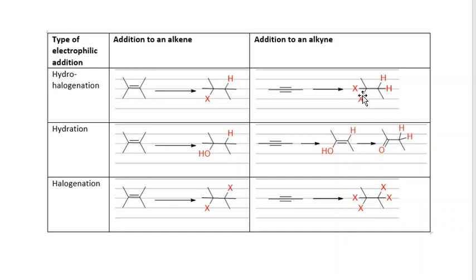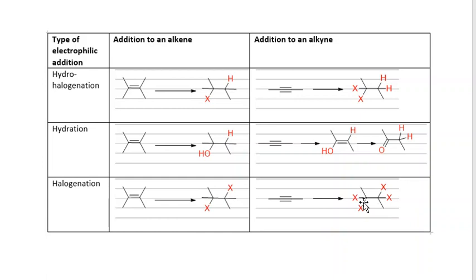and that's a geminal dihalide there. So both of the halogens are on the same carbon. And then skipping down to halogenation, if you do halogenation of your alkene, you get your dihalide. You can then do halogenation twice with the alkyne, and then you get 4 halogens on your carbons there.